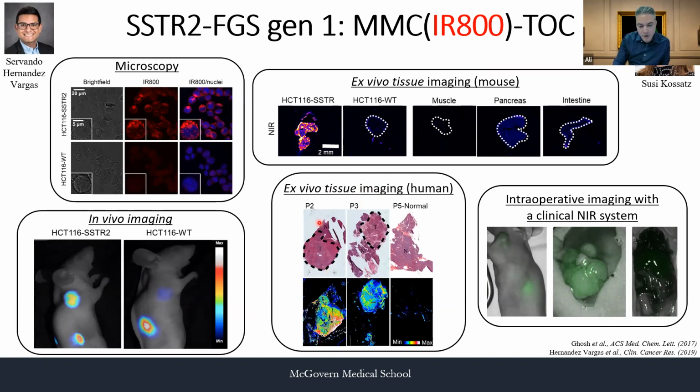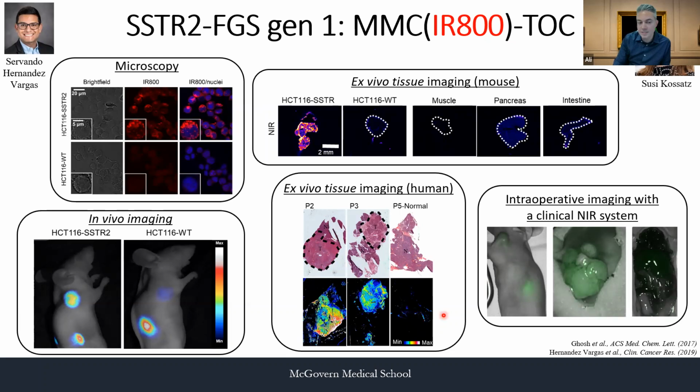And ultimately what we saw is that the near-infrared signal that we saw on the Odyssey here in patient 2, and you can see in patient 3, corresponded really nicely with the tumor region that was marked by the pathologist. So these were done blindly, and we were really excited to see this type of correlation, and then no signal in the normal human pancreas. So we're feeling really good about things here.